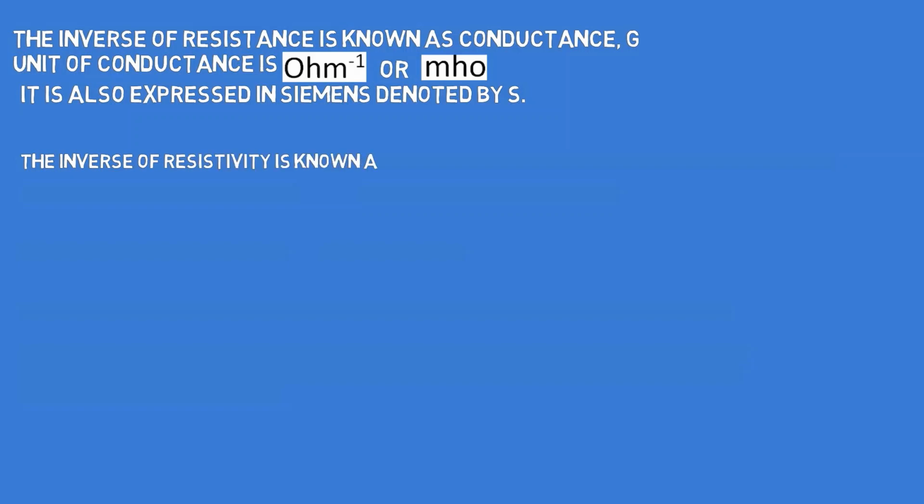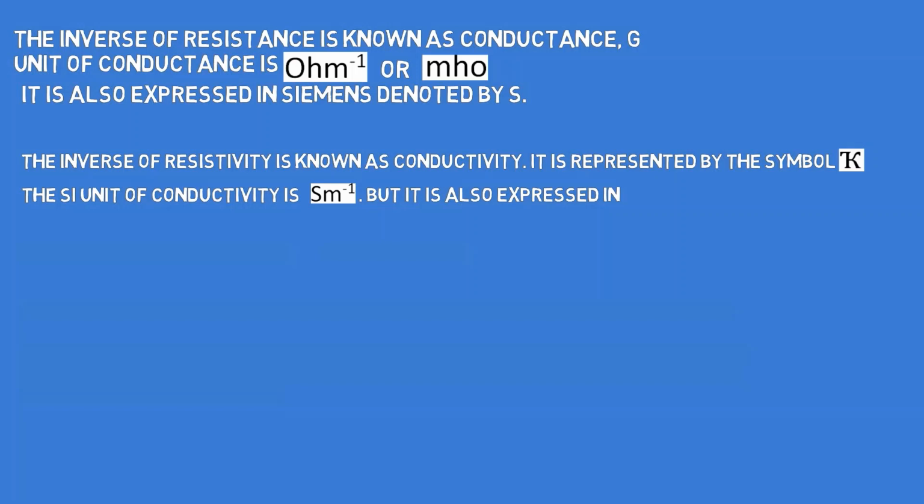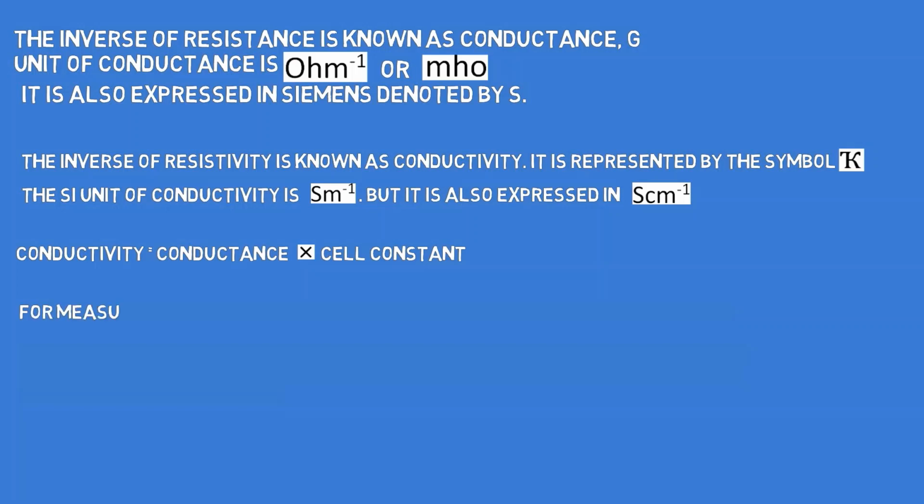The inverse of resistivity is known as conductivity. It is represented by the symbol kappa. The SI unit of conductivity is Siemens meter inverse, but it is also expressed in Siemens centimeter inverse. Conductivity equals conductance times cell constant.